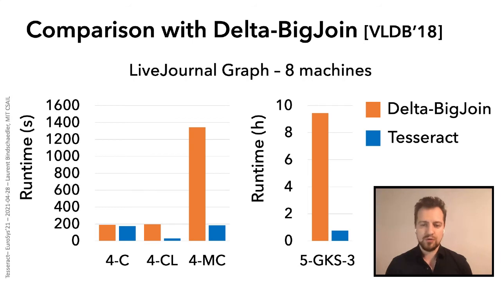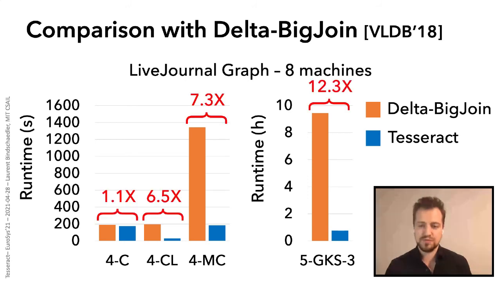So here we report the runtime again on the LiveJournal graph for 4 different algorithms, also using 8 machines. And if the algorithm is such that Delta BigJoin would need multiple queries to solve, then we report the runtime of the slowest such query. As you can see, Tesseract performs better than Delta BigJoin in all cases.